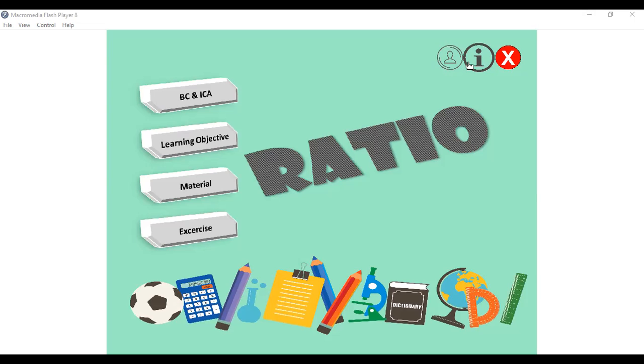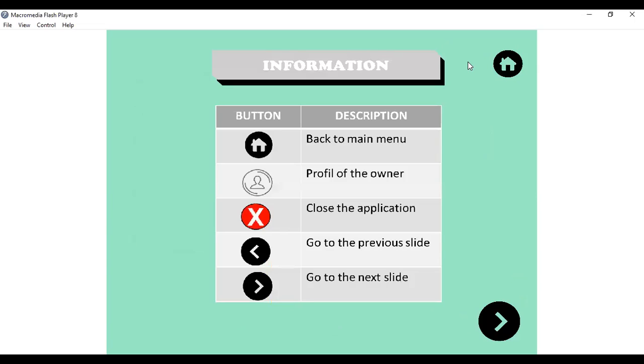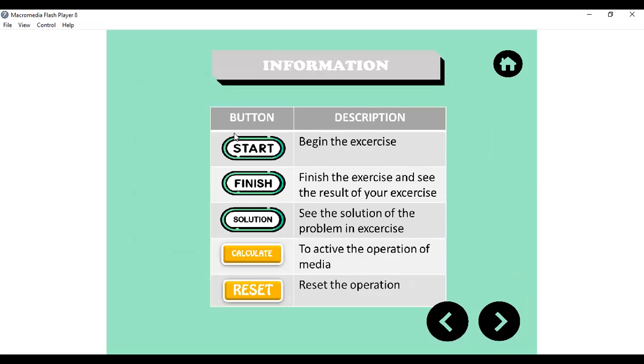Button information contains the function of the buttons in the macro. There is the home button, the function is to go back to the main menu; profile button consists of the profile of the owner; exit button to close the application; back button to go to the previous slide; next button to go to the next slide. Start button to begin the exercise, finish button to finish the exercise and see the result of the exercise. Solution to see the solution of the problem in the exercise.